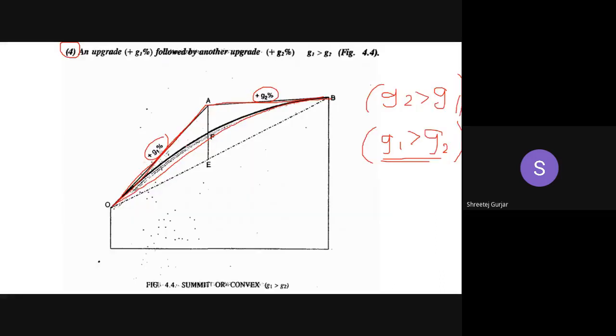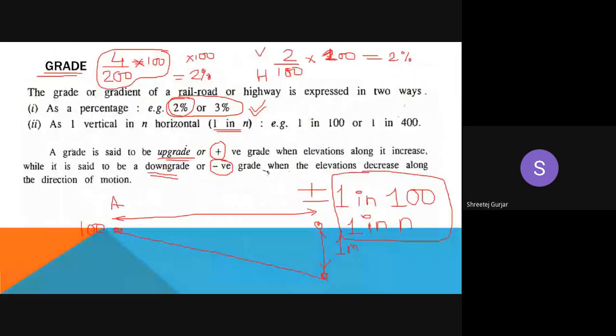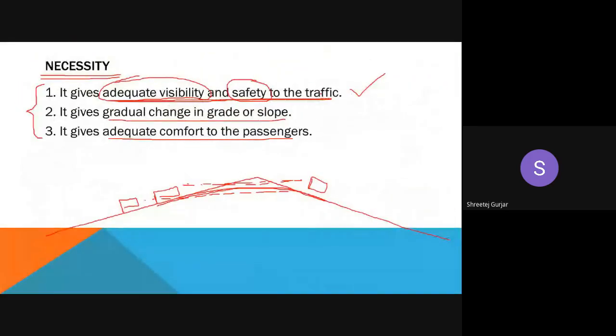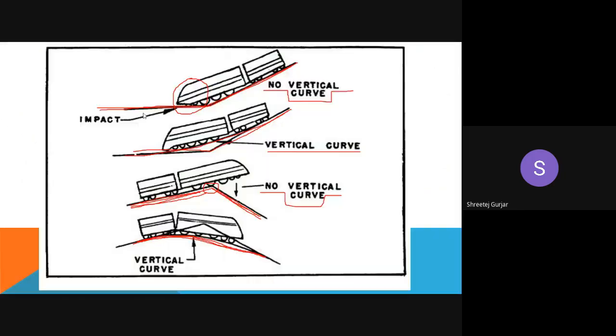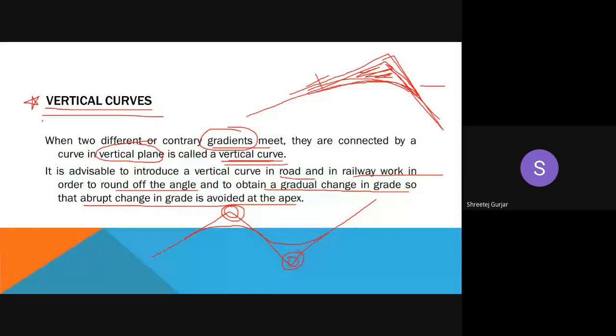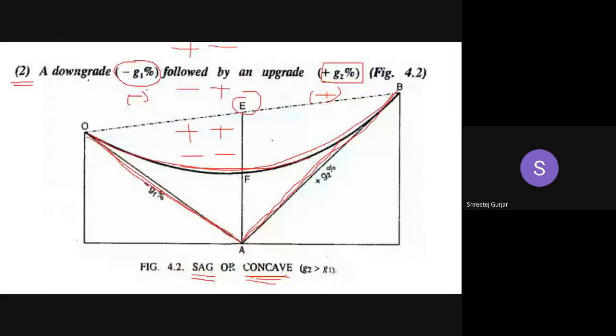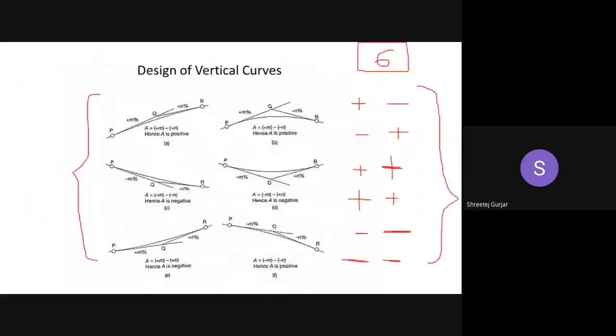The necessity of a vertical curve might be asked, why they are required, and that you have to explain. And then I've told you the definition of the vertical curve. You have to write the necessity if asked, and explain the types of vertical curves. We have 6 types of vertical curves which I have explained to you. So this is all regarding vertical curves. So we are done with vertical curves, and with this, we are finished with your third module, which deals with curves.